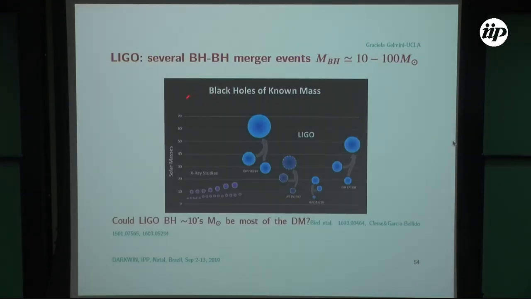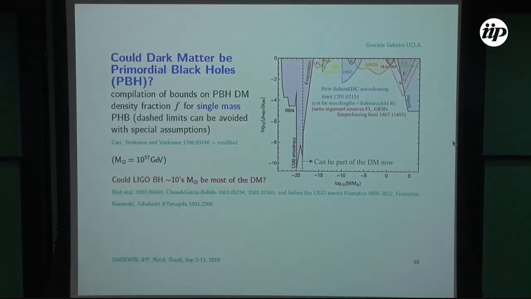There has been this crazy but interesting idea that maybe the black holes observed by LIGO, LIGO has observed several mergers of black holes of tens of solar masses, could they be the dark matter? And this idea produced a re-examination of many of the limits. And here is where the MACHO limits I showed you earlier, in microlensing and others, leave a little window, if you want, precisely at the scale of tens of solar masses.